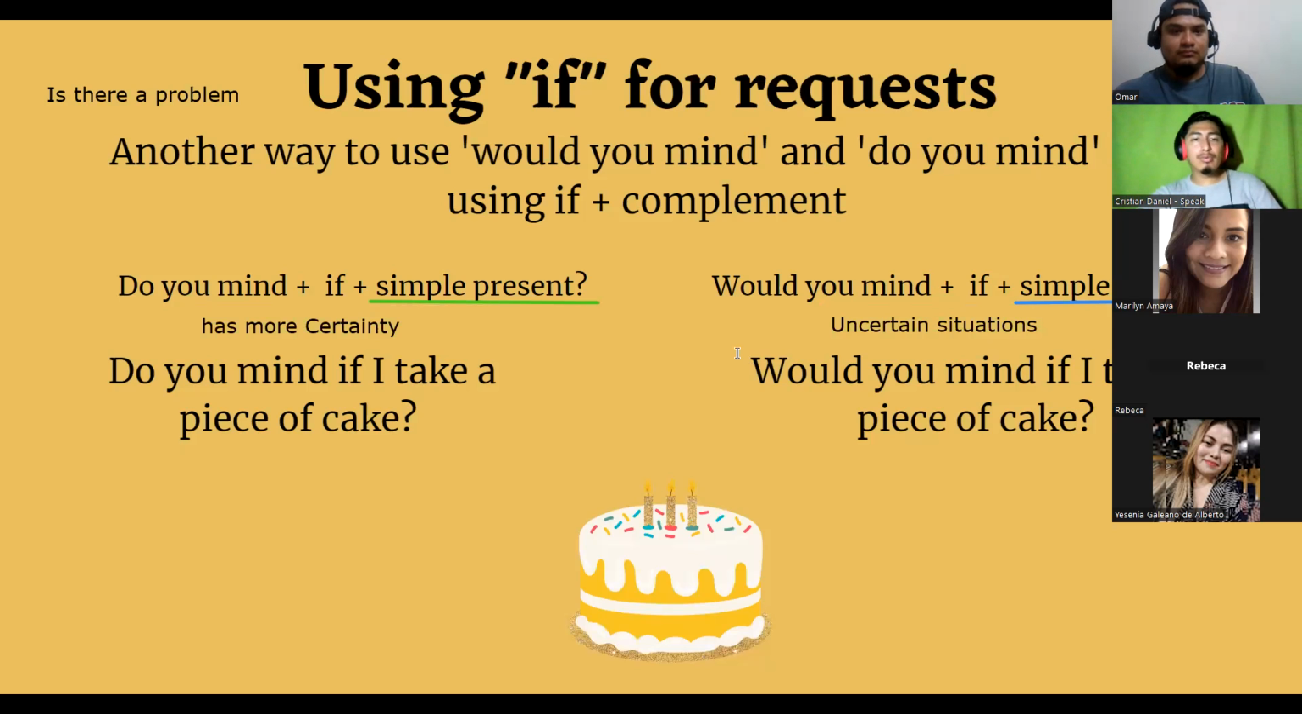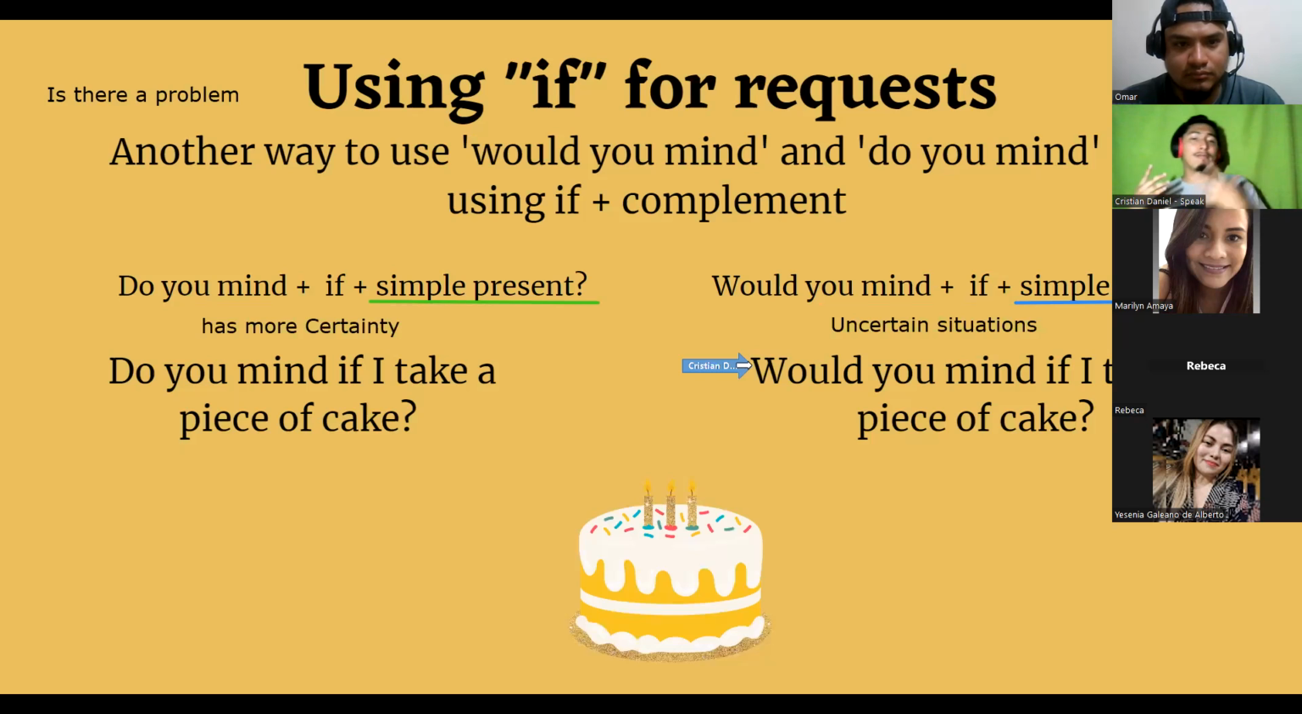If I use would you mind, according to the example, I am not sure if I can take another piece of cake. I don't know if it is possible. But if I use do you mind, I consider that there are strong possibilities of the situation to happen. For example, if you prepare a birthday party for your girlfriend or your boyfriend or for someone that you love, you know that you can take another piece of cake. But imagine you go to another person's birthday, you are not sure if they can give you another one.